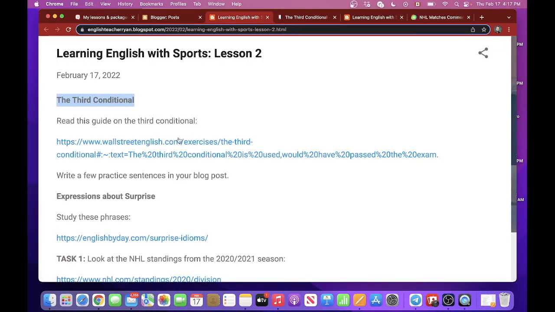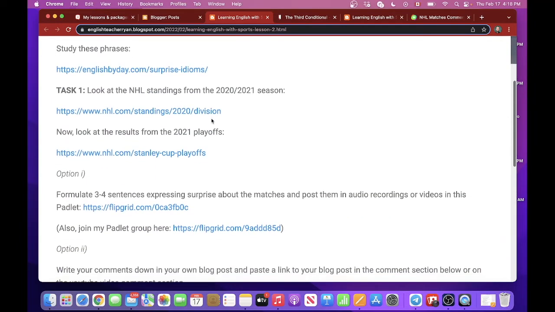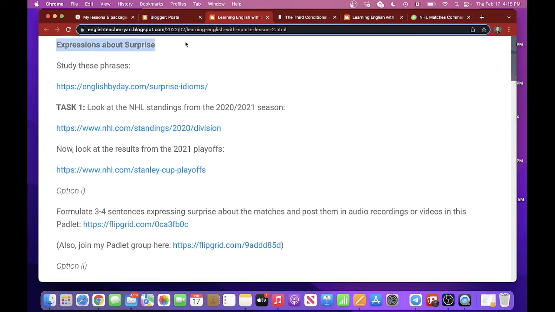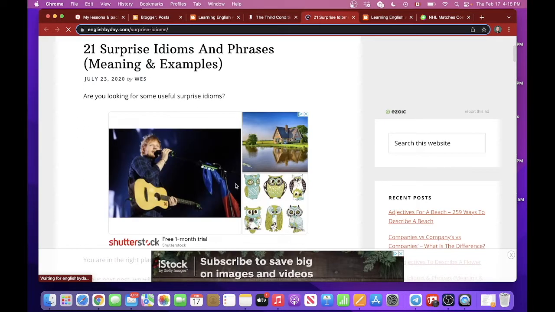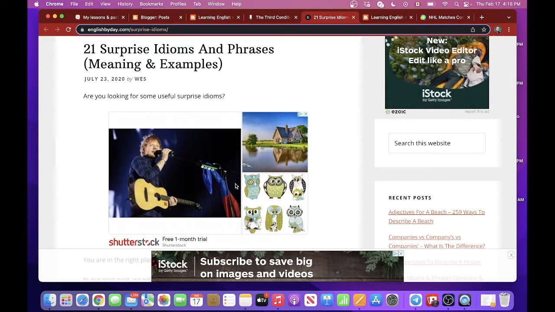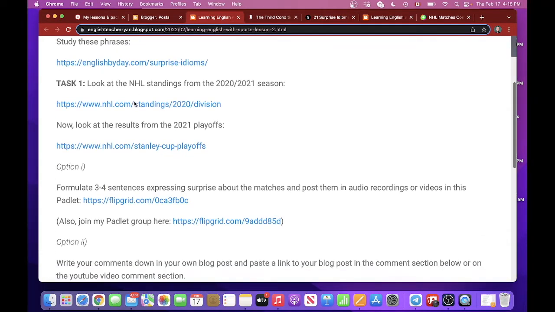Okay, I'll put some other resources there as well. After that, write a few practice sentences in your blog post to ensure that you understand the third conditional. Then, I'd like for you to study this vocabulary. These are expressions about surprise. So these are a few words, a few expressions and phrases that we use when we express surprise. So you could study those right there.